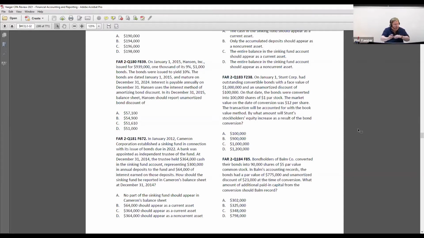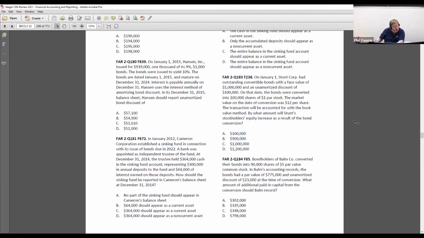This is another type of question. I changed the question. If they use the market value method and want to know the gain or loss on the conversion, how would we do that? Tell me the entry we would do. We would debit bonds payable $1 million. The unamortized discount is credited for 100,000. Now the stock is going to be $12 per share.